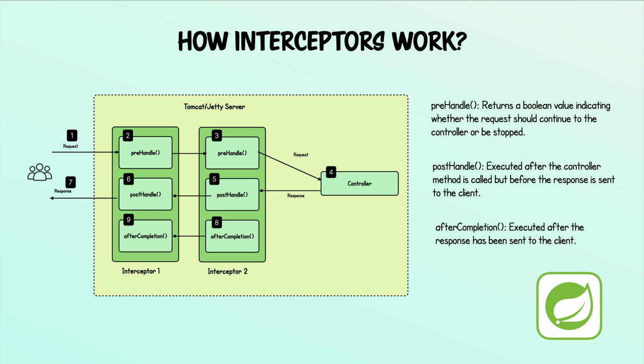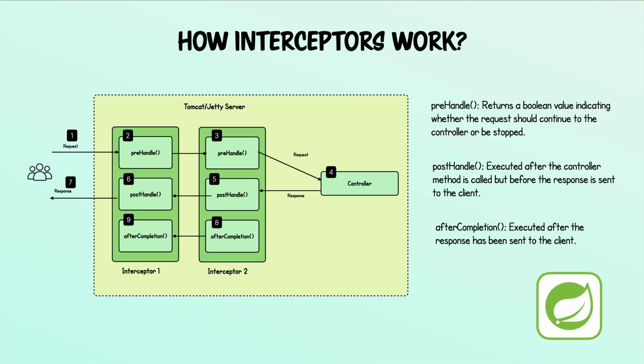In order to create an interceptor in Spring Boot, we typically have to create a class that implements the HandlerInterceptor interface. The HandlerInterceptor interface has three methods: preHandle, postHandle, and afterCompletion. The preHandle method is executed before the actual controller method is called. It returns a Boolean value.